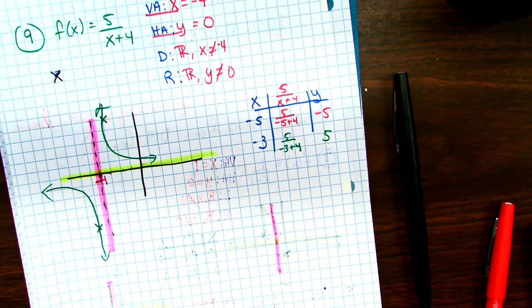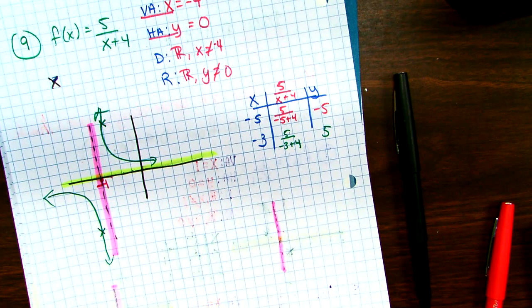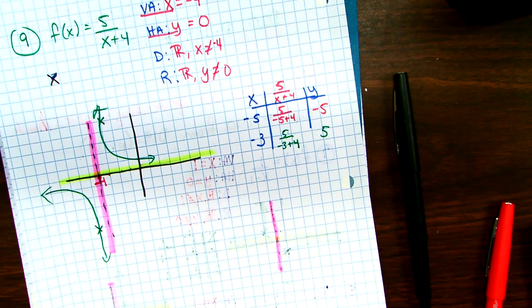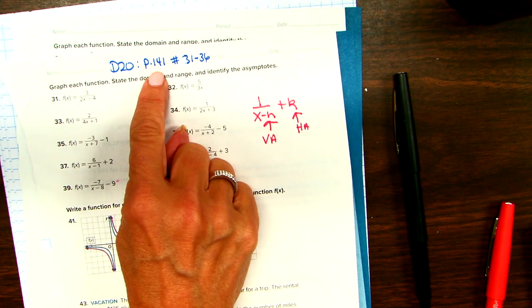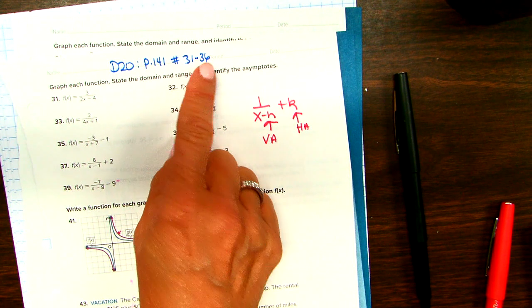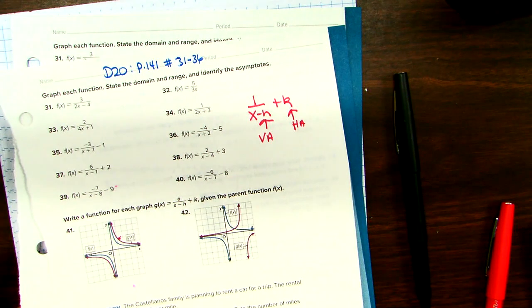Okay? A lot going on here. Let's go to the homework. I'm going to do 3 of them with you right now. Okay, so we're on page 141, 31 through 36. If you need more graph paper, let me know. And I'm going to start 31 with you right now.